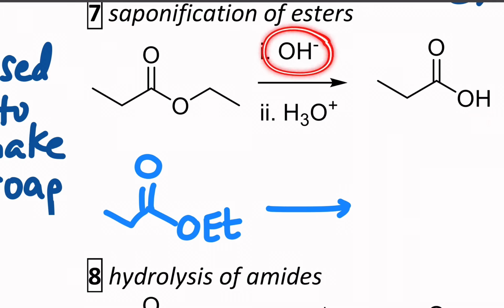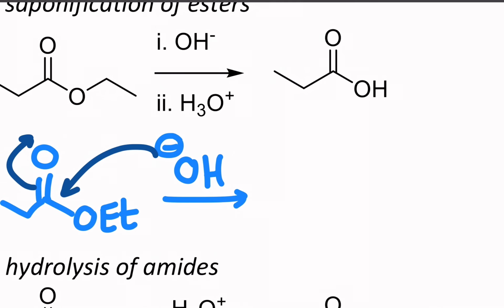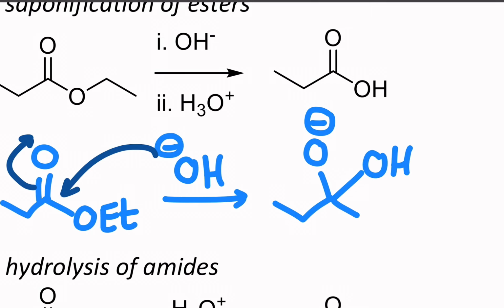It's 2 steps, base followed by acid in a second step. We really have to put these numbers here to show that it's not mixed together, obviously. That would just be water. So in the presence of hydroxide, the carbonyl gets attacked, and the carbonyl absorbs those electrons. You get a negative charge on the oxygen, you get a new OH, and an O-ethyl.